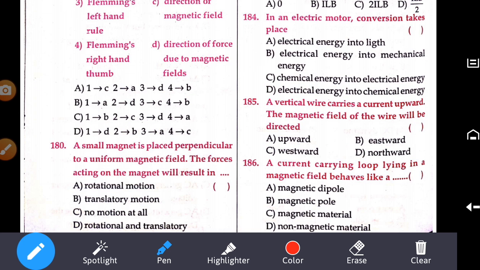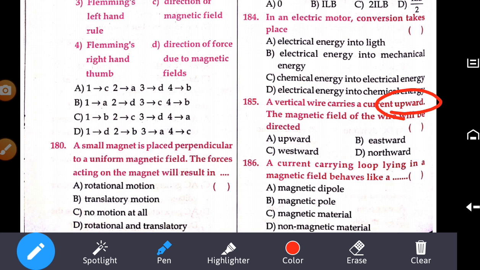185th question. A vertical wire carries a current upward. Sorry, not forward, upward. Okay, a vertical wire carrying current upward, so the magnetic field of the wire will be directed. What are the options given there? Upward, eastward, westward and northward they have given.